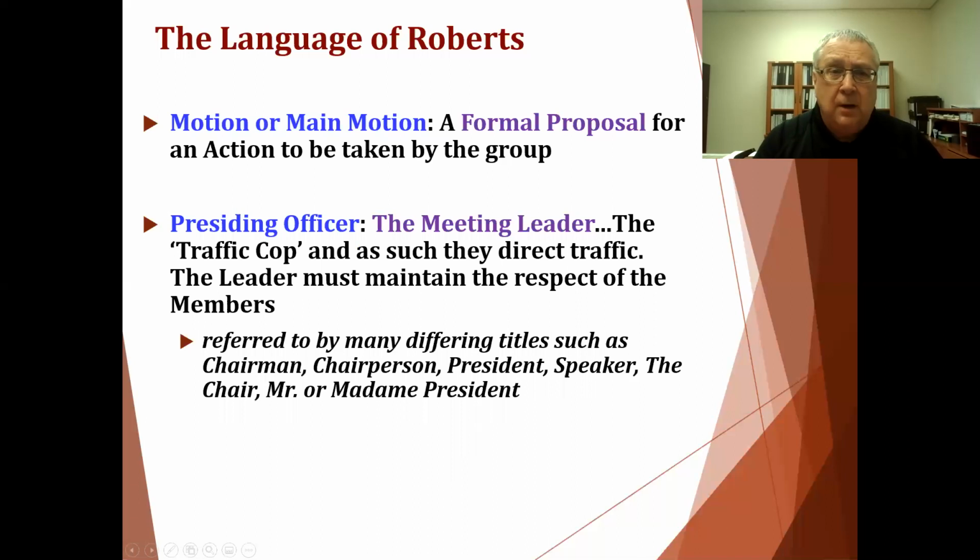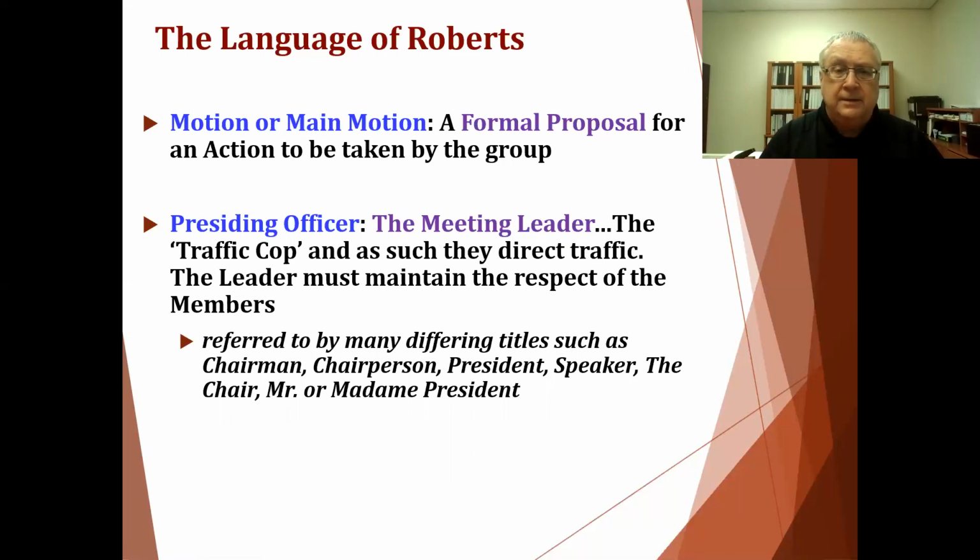Now, in terms of terminology, the language of Roberts starts with the concept of a motion, or what we call a main motion. Sometimes it's referred to as the question. And what this is all about is that this is a formal proposal for an action that's going to be taken by the group. So nothing happens until someone makes a motion, a proposal for action.